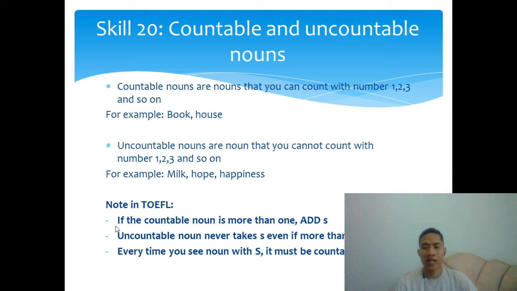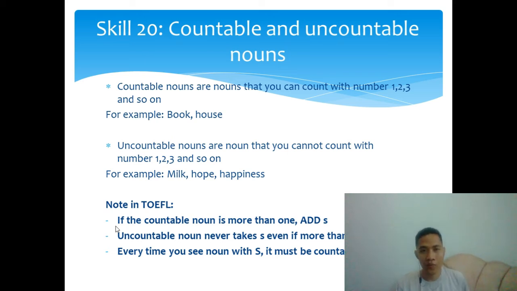And the next one, for uncountable nouns, even though we have more than one, maybe much, because there's much money, for example, let's say you have 1 billion money, that's much, right? Even though there's much money that you have, we never put s after the noun. We never say I have much monies. No, we don't say that one. It means that later on, in the real test, every time you see a noun with s, it must be a countable noun. I'm going to show you in the real test how the noun with s works.